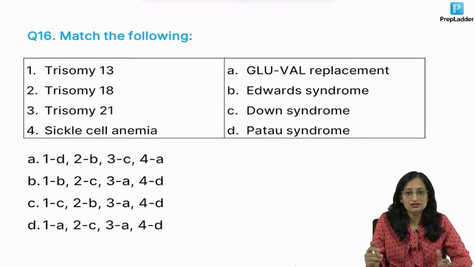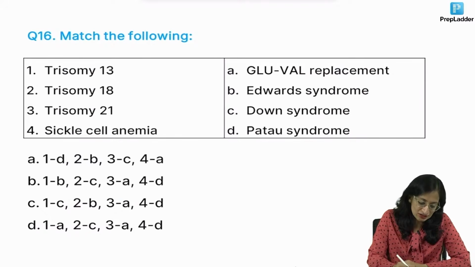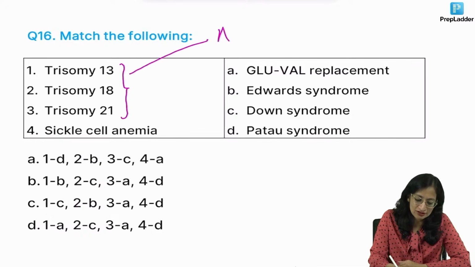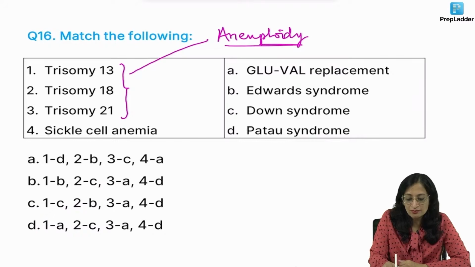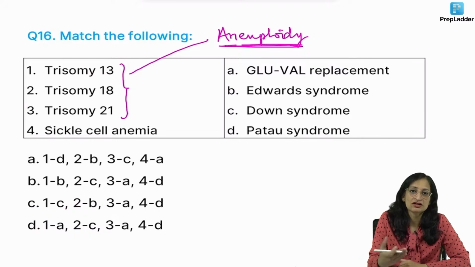So, again, it is a very easy question. You can see that one more thing to note here is that the first three are aneuploidies. Aneuploidy is a condition where the chromosome number is not an exact multiple of the haploid. The haploid number for humans is 23. Normally, the number of chromosomes is 46. But when the number of chromosomes becomes, say, 47 or 45, we call it aneuploidy. So, these are aneuploidies, but sickle cell anemia is not aneuploidy.